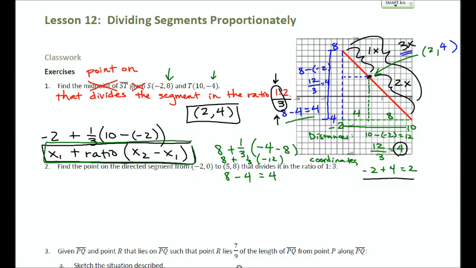But hopefully, by talking it through, you start somewhere, you start at x sub 1 or y sub 1, and then you add to that the ratio times the difference between the x's or the y's. Okay? So let's try this on the second problem, which is a little more complicated.